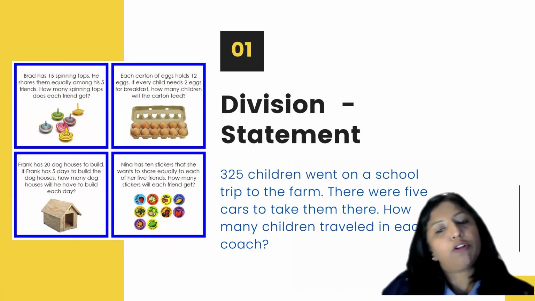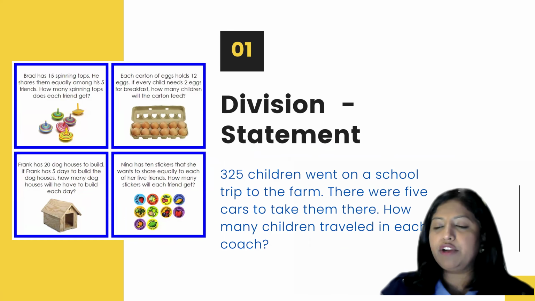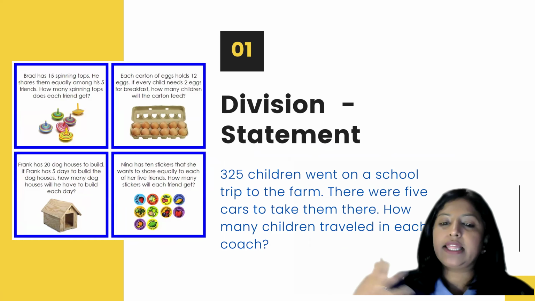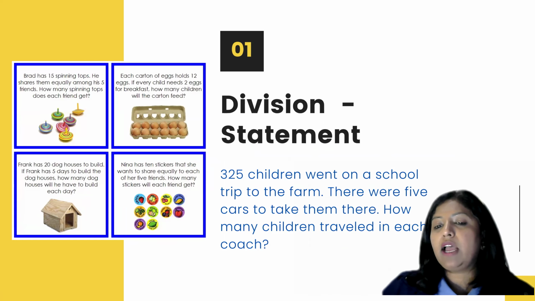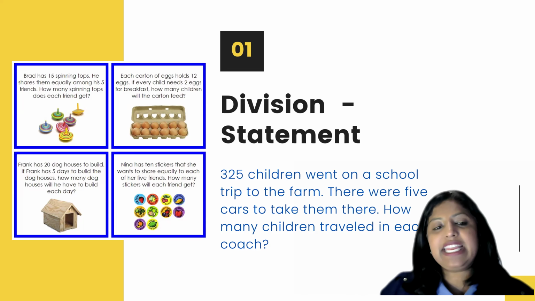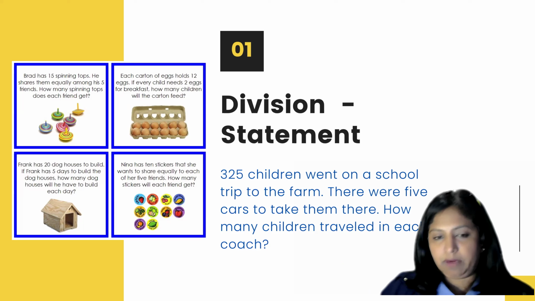So I would not read out the problem statements because when you read, you should be able to understand. 325 children went on a school trip. There were 5 cars to take them all. How many children traveled in each coach? 325 divided by 5. So how many in each? So it's a division problem, right?